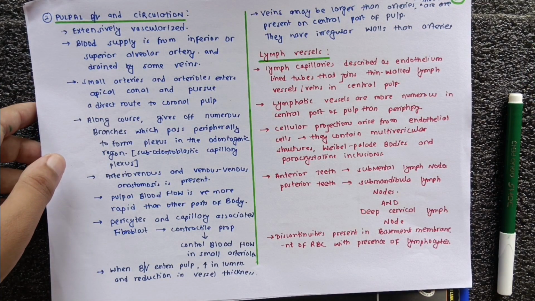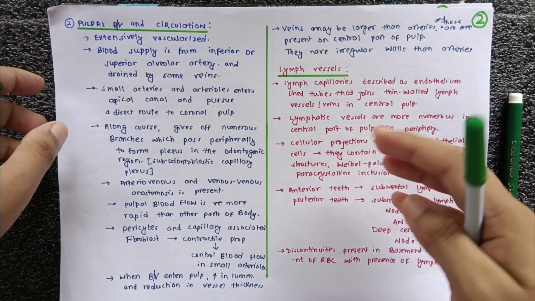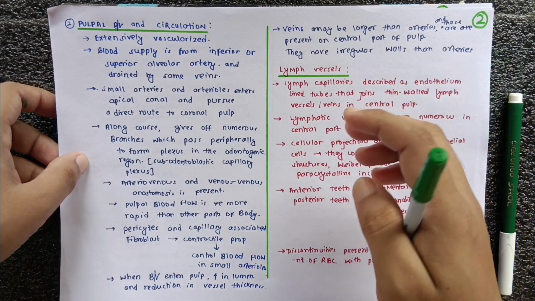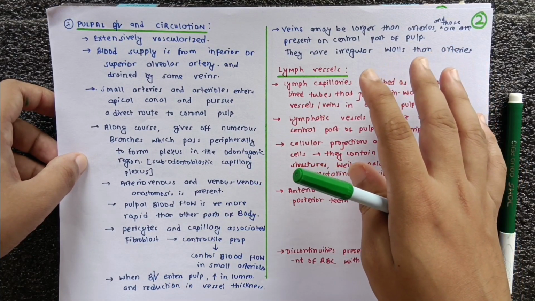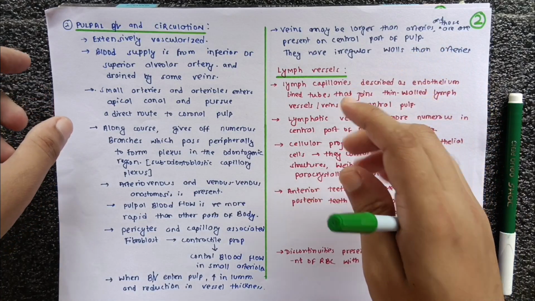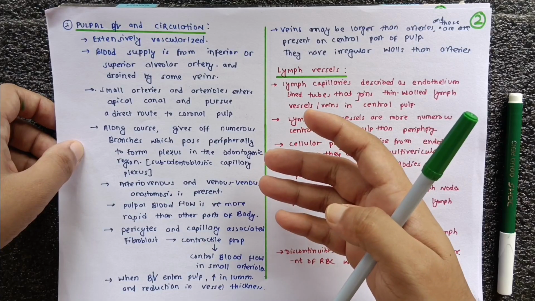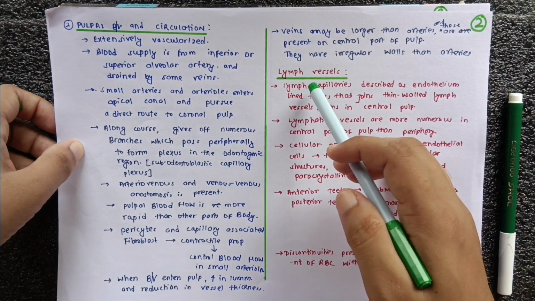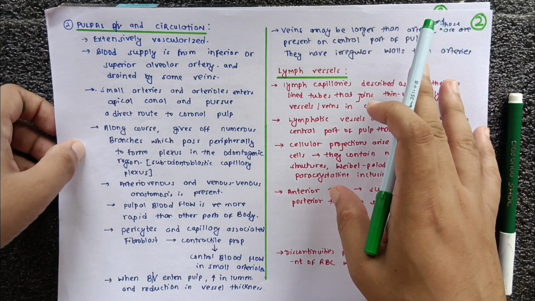After this, we will move to the pulpal blood vessels and the circulation. When you study this topic from the textbook or from other sources, there is a lot of information, but that much information is not required, I think. For your exam preparation or any kind of viva, the notes that I have taken from the book and written here are more than enough, I think.